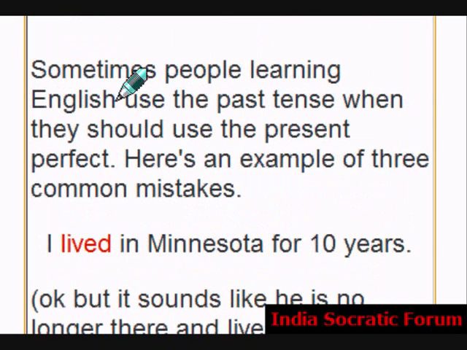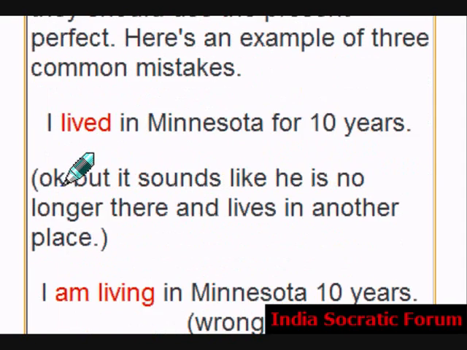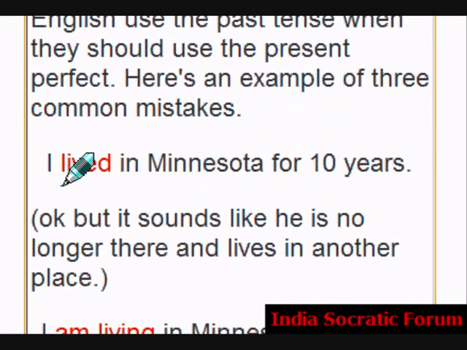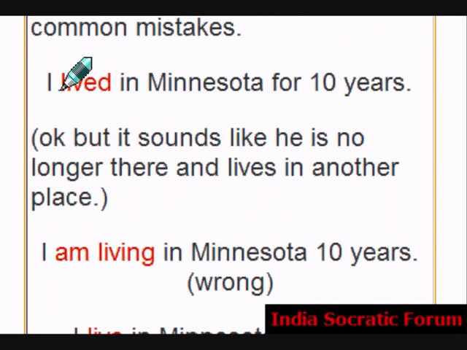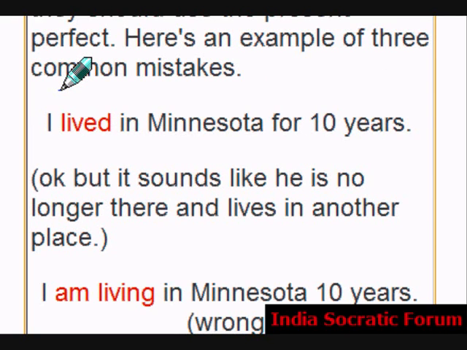Sometimes people learning English use the past tense when they should use the present perfect. Let's take an example where we use past tense instead of the present perfect. Okay, it is example 1. Here is an example of three common mistakes. Please make a note.